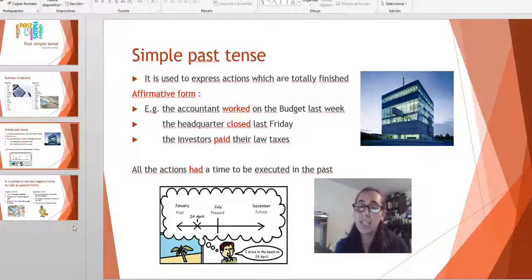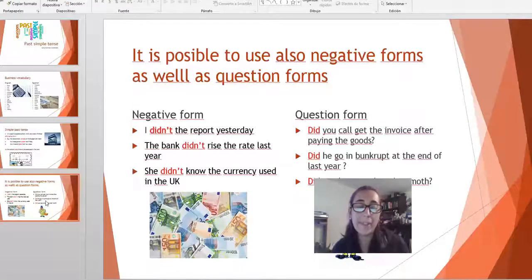Okay, so all these actions are totally finished at a specific moment in the past. Usually we have some kind of time expressions to identify them. So we have last week, last Friday, last month, yesterday, this morning, if it is already afternoon. So it always represents past forms. Okay? Very good. Now, we can use also the negative forms and question forms using simple past.